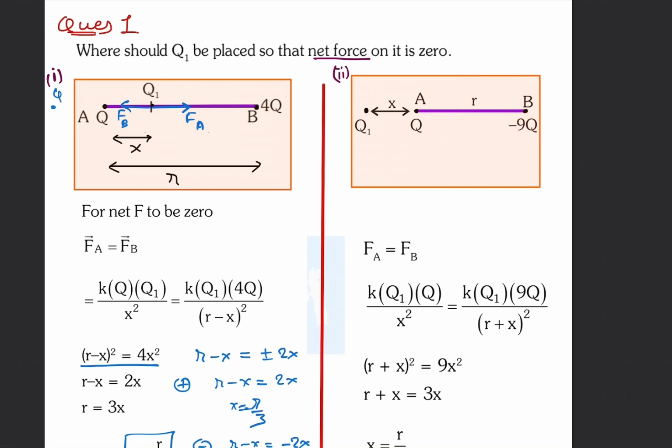And also remember that here it could be this position also, but let me tell you that you will never get an equilibrium position near the charge of bigger magnitude. So always start with the side of the charge with lower magnitude. Okay, so after that it is really easy.